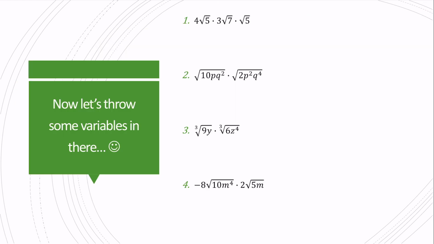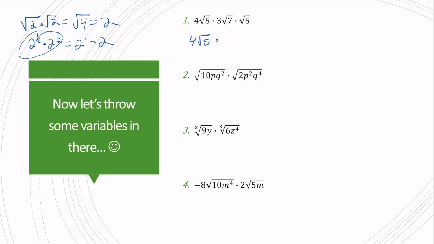All right, so now I have 4 square root of 5 times 3 square root of 7 times the square root of 5. And one thing I'd like us to pick up on is if I have the square root of 2 times the square root of 2, that becomes the square root of 4, which is 2, right? This is like I've got 2 to the 1/2 times 2 to the 1/2, which is 2 to the 1st, which is just 2.